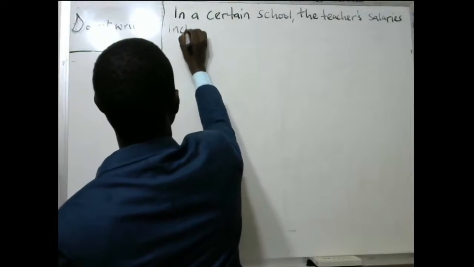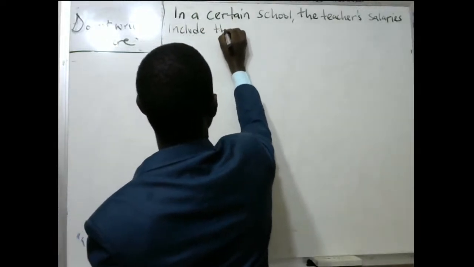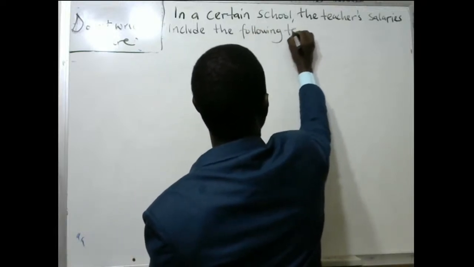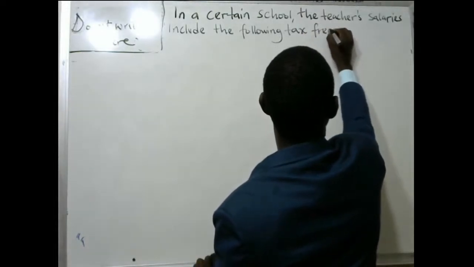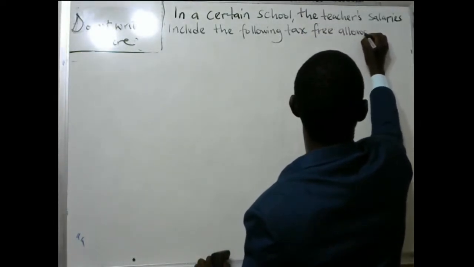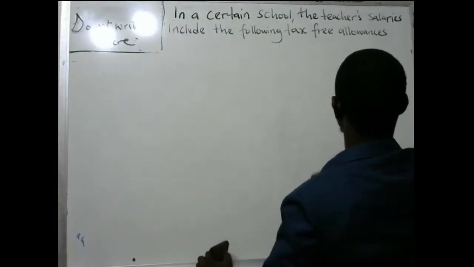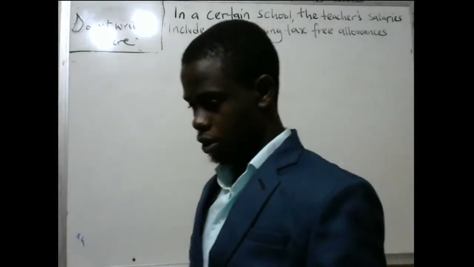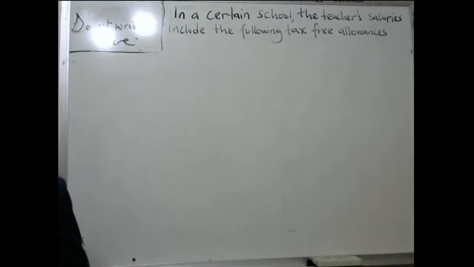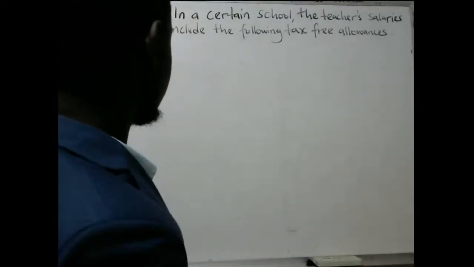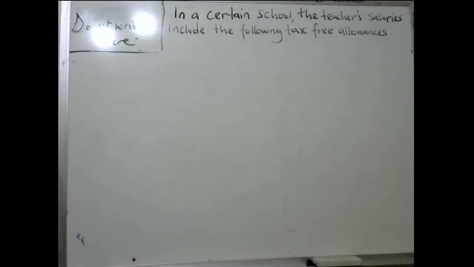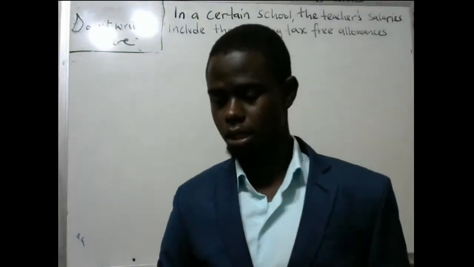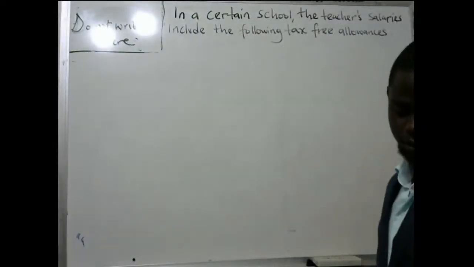Include the following tax-free allowances. Remember, we talked about allowances. We talked about the gross income, which is the income that is actually written that you're supposed to receive. Then secondly, we looked at the allowances. This is part of the gross income, but it is tax-free.